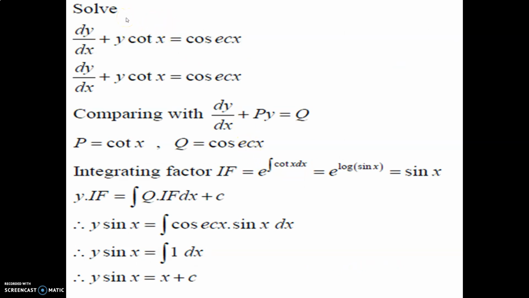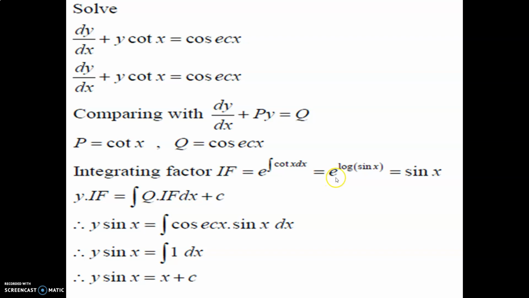Solve the following differential equation. dy by dx plus y cot x is equal to cosec x. Now here we have to compare with dy by dx plus py is equal to q. What is p here? Yes, it is exactly cot x. What is q here? Cosec x. Now integrating factor formula, e raised to integration p(x) dx. What is p(x)? Yes, it is cot x dx. What is the integration of cot x? Yes, it is exactly log sin x.